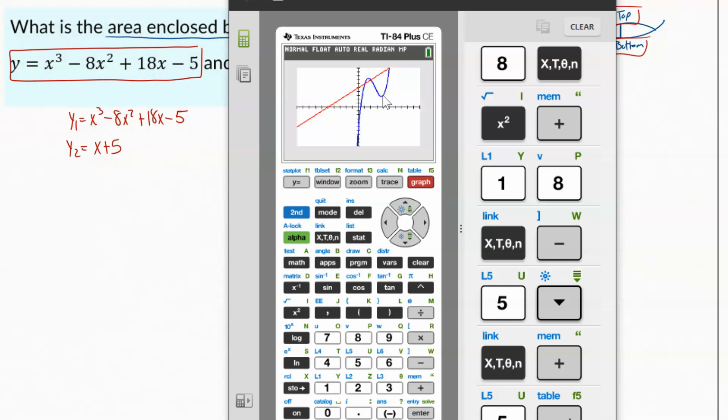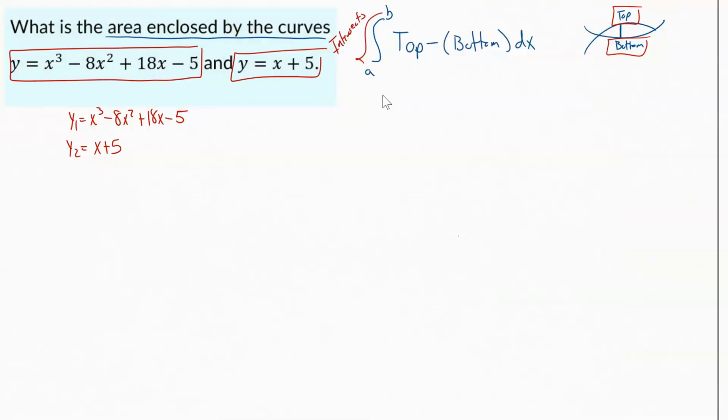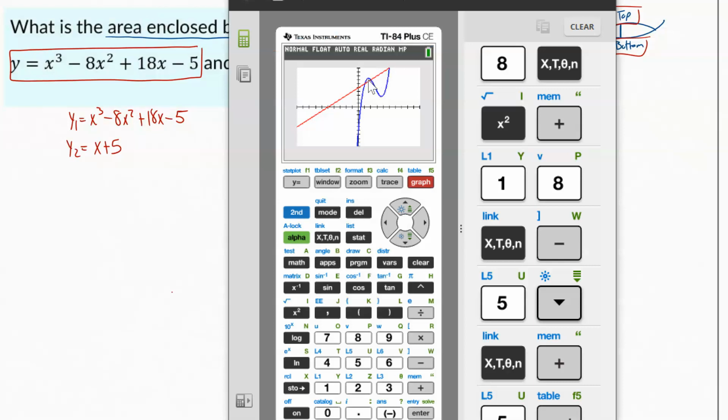So that means you're going to have to set this up two different times, one for each region, and in the end, we add those results together. So how I come through this is I would say, okay, I'm going to have region 1 in that area. Remember, as we looked at that picture, in that region, the blue is above the red. So the x cubed is on top and the x plus 5 is on bottom.